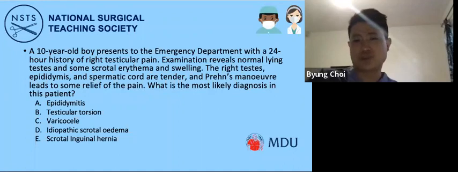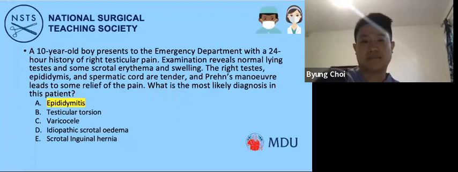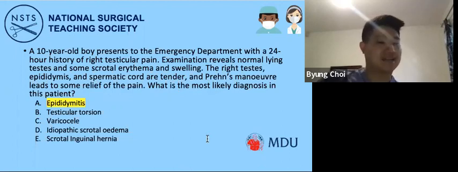Okay, so the majority of you went for A, epididymitis, and that's the correct answer for this question. The key parts of this question to whittle down your list of differentials are the fact that he has tenderness, but also Prehn's maneuver leads to some relief of the pain, as well as the fact that it's a normal lying testis, regardless of the erythema and swelling.